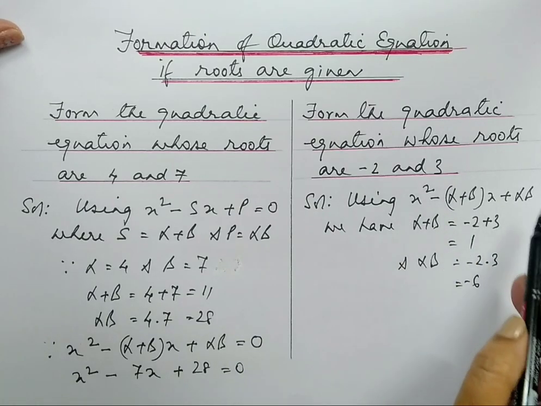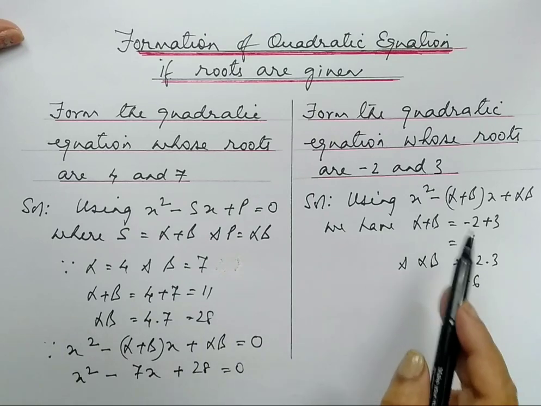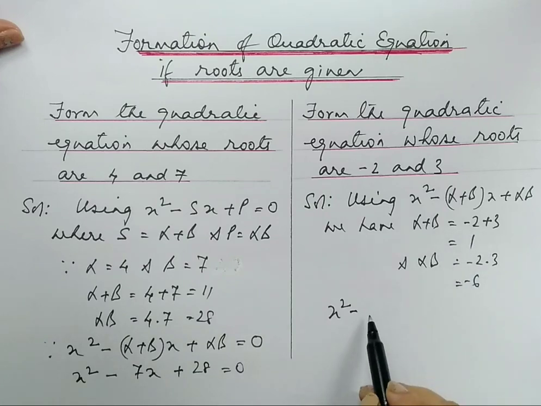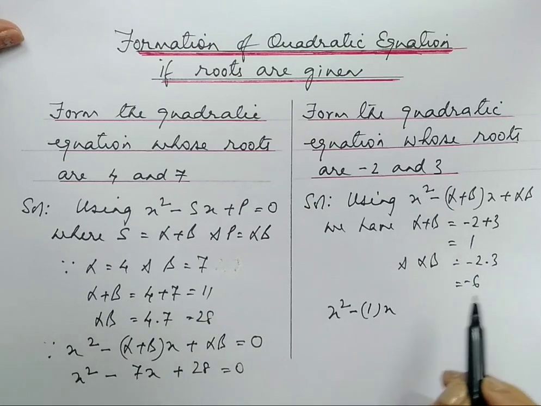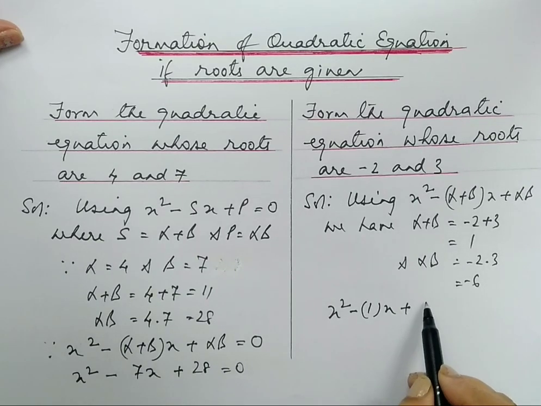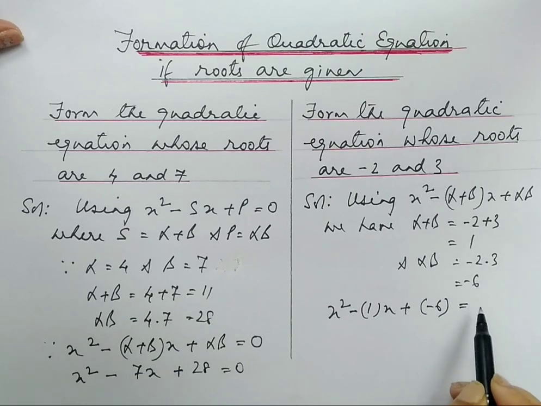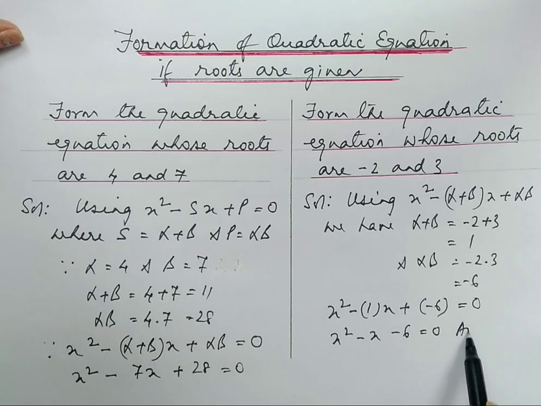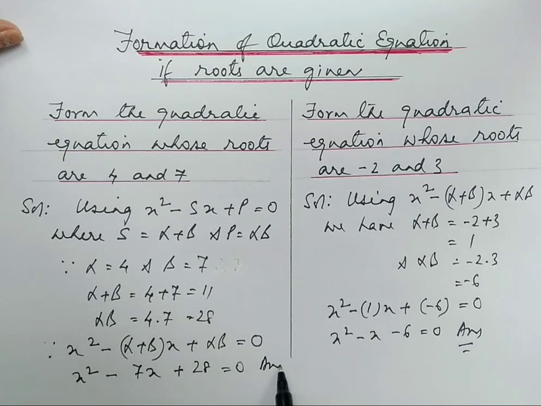When we substitute into this, we get x square minus, for the sum it's easy, 1x, and for alpha beta we can write within brackets 6 in negative, equals 0. So x square, this is minus x, and this is plus minus 6, equals 0. This is our answer.